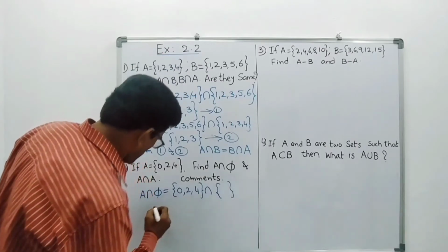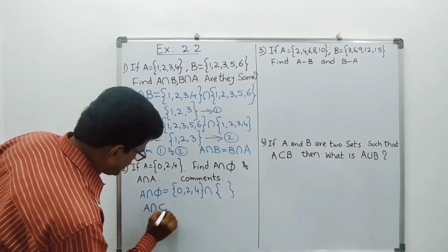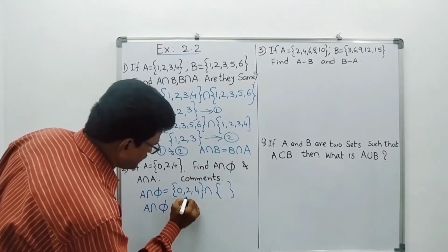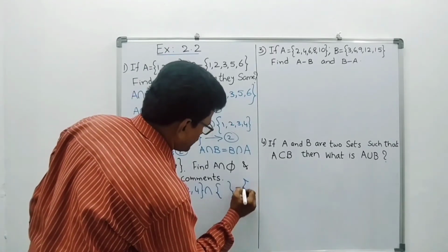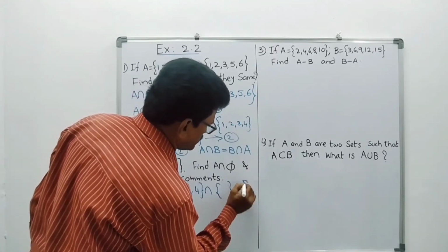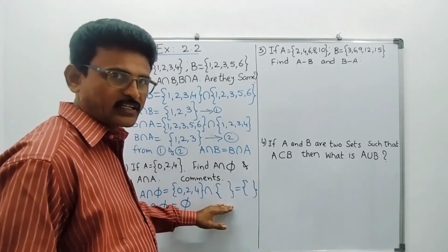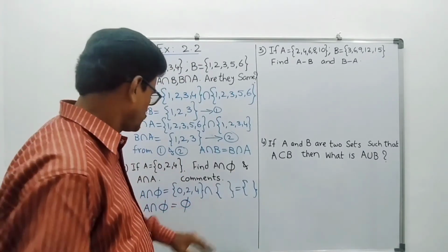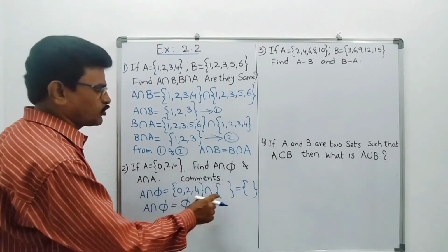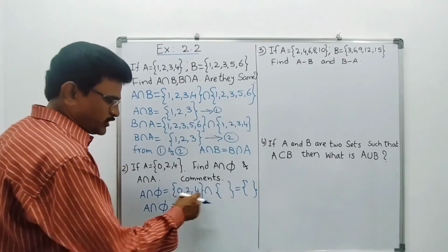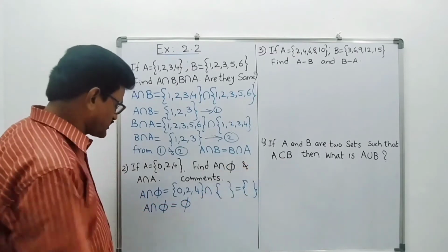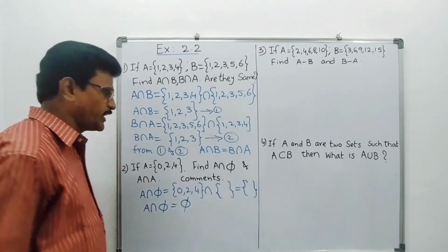So, no common elements. So, A intersection phi is what? We are getting phi. There are no common elements here. Right? That is phi. Elements are there, but common elements are not there. A intersection phi, 0 to 4, here no elements. So there is no common element, that is empty set only. A intersection phi we are getting phi.